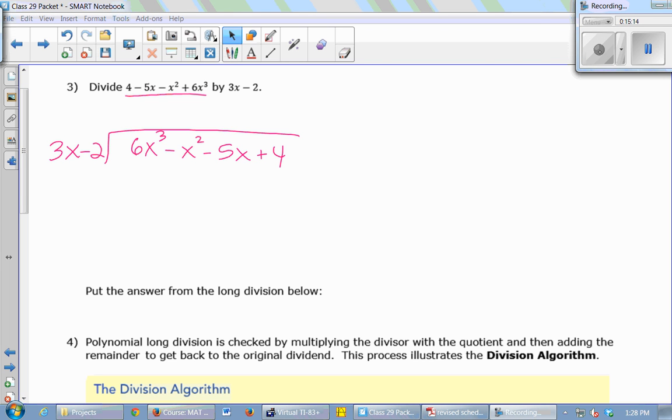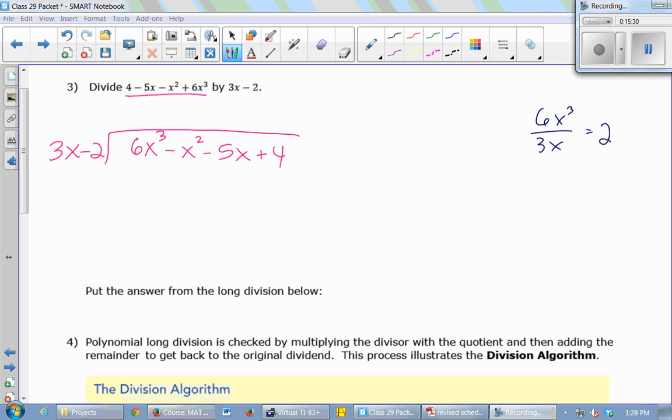Okay, so let's go through it. First step is to divide your leading terms, right? Take your 6x cubed and divide by 3x. So you can write it out on the side if you want. You can say, oh, 6x cubed divided by 3x. 6 over 3 is 2. x cubed over x is x squared, right?